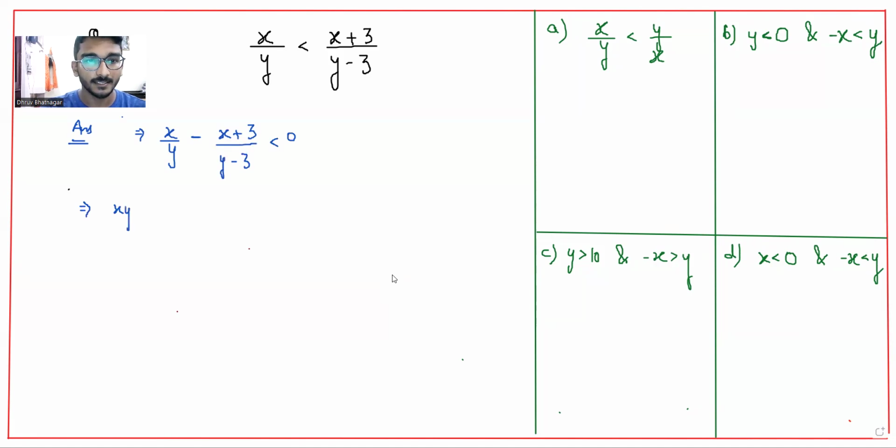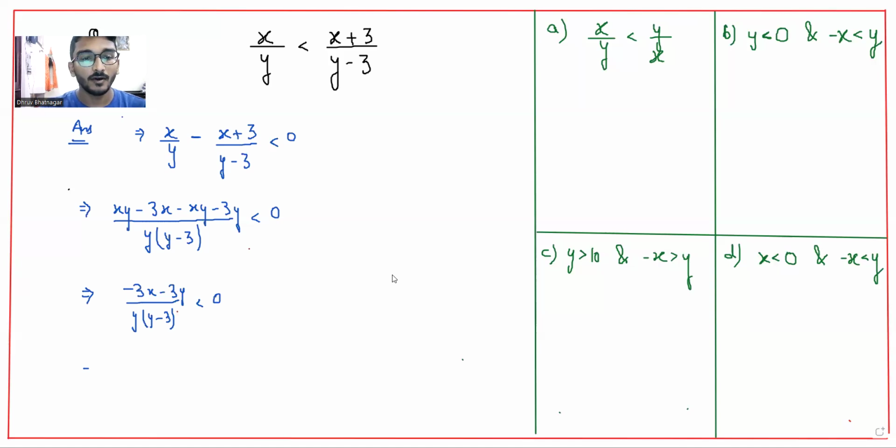Now, taking the LCM, I can say there is xy minus 3x minus xy minus 3y, whole divided by y times y minus 3. So I can say xy is getting eliminated and we are left with minus 3x minus 3y, divided by y times y minus 3, is a negative number. Now I will take minus 3 common and eliminate it. So I will be left with x plus y divided by y times y minus 3.